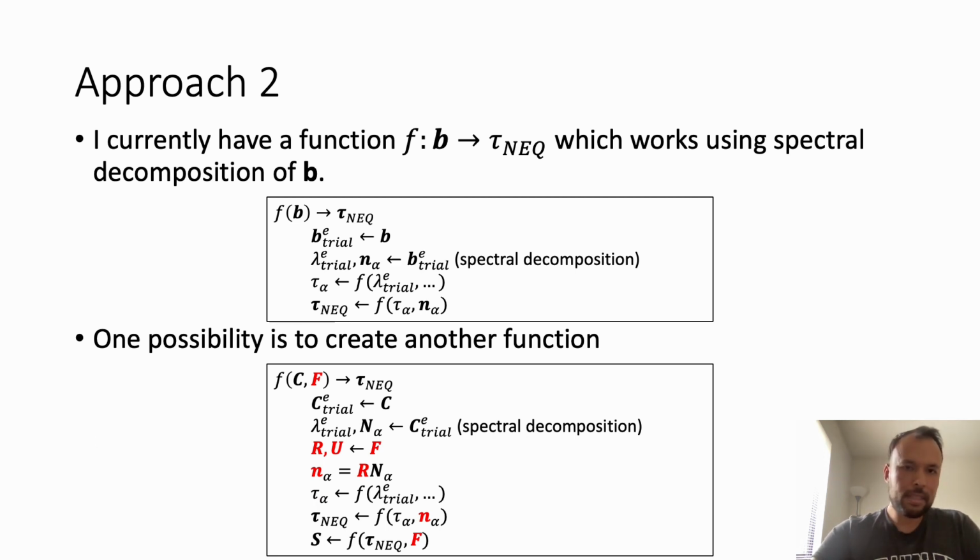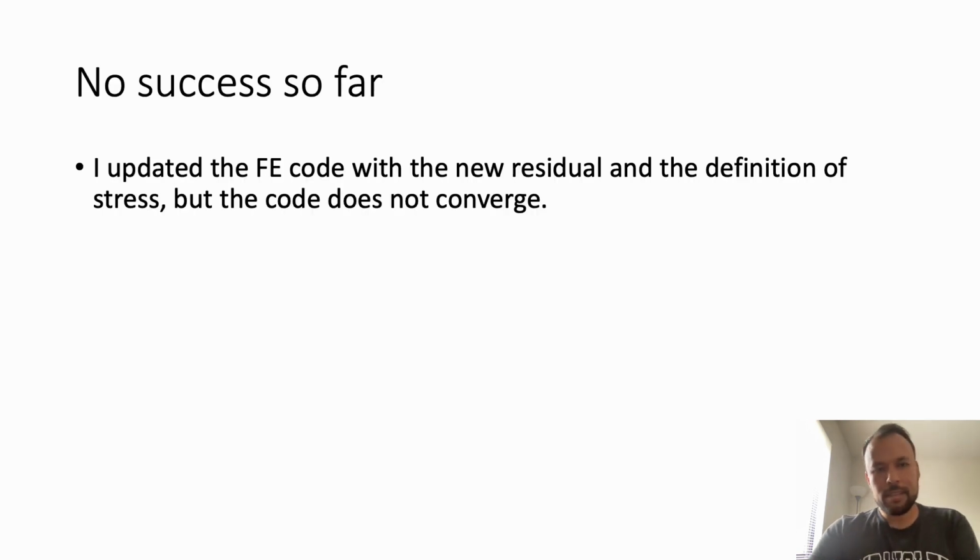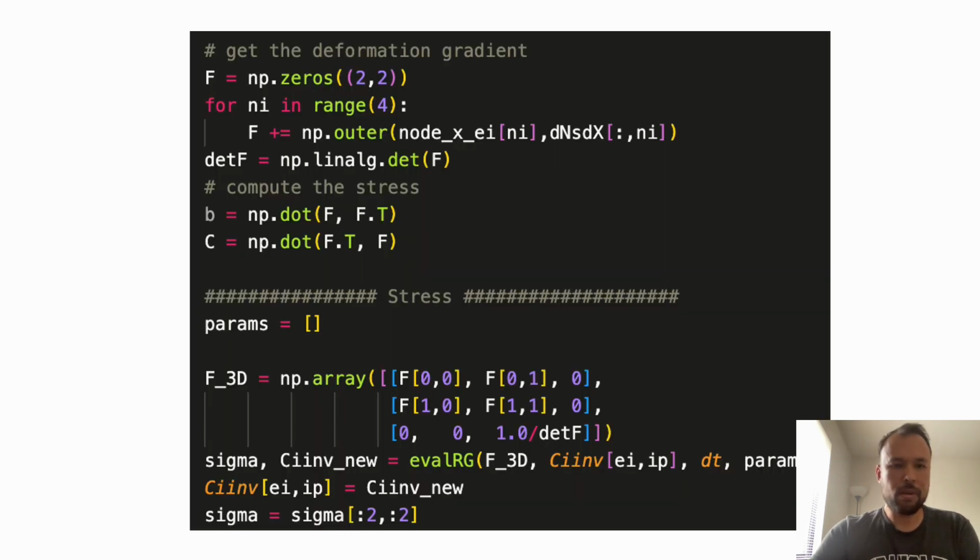Now, this is not an ideal situation because obviously this introduces some error, because I'm keeping F fixed and only varying C when calculating the tangent. But I'm hoping that this error is small enough for me to obtain some convergence. However, unfortunately, so far I haven't had any success with this. I don't have much to show in terms of results, so I'll just show some slides from my code.